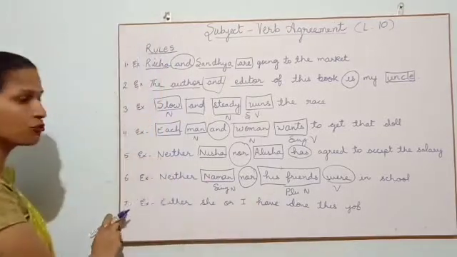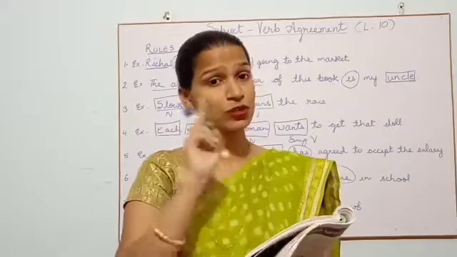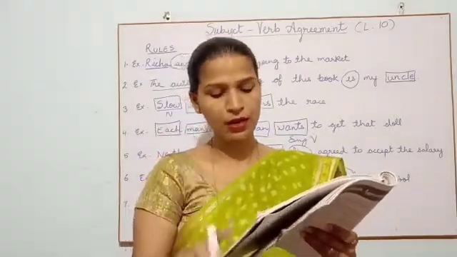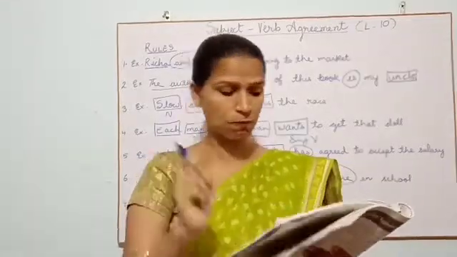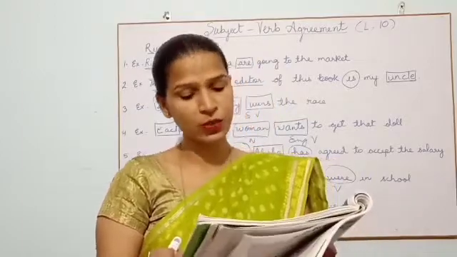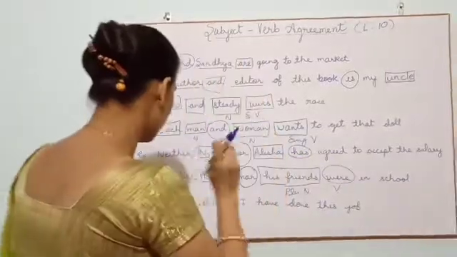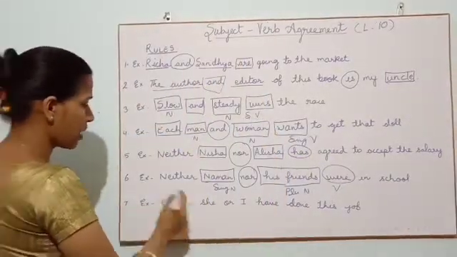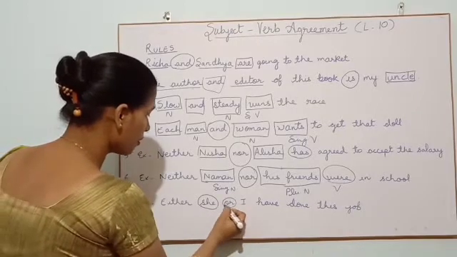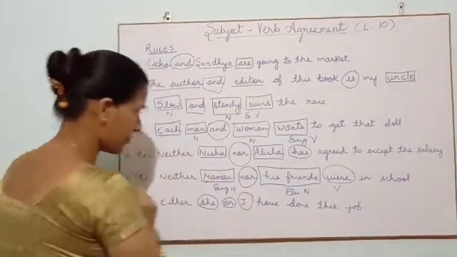Now, what about rule number 7? We are going to see that. When two subjects connected by or, nor belong to different persons, not the same person but different persons, the verb agrees with the nearest subject. Whichever is the nearest one, we will connect with it. See, she or I, this or is a connector which is connecting she and I.